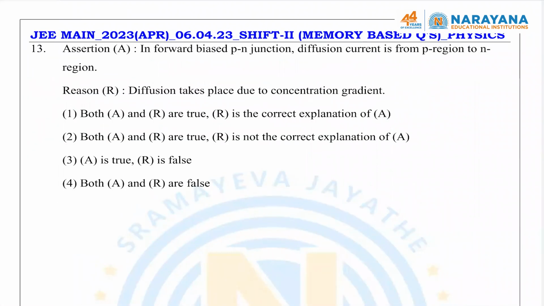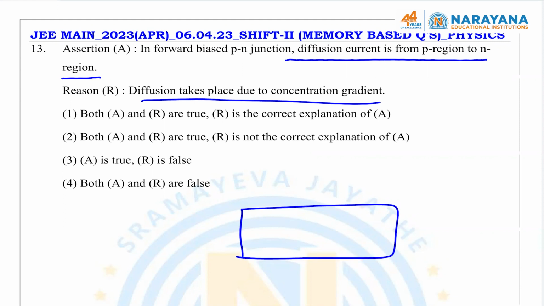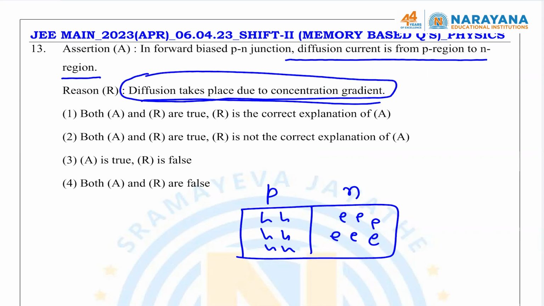Next question. So in forward bias PN junction, diffusion current is from P region to N region. Diffusion takes place due to concentration gradient. So in a PN junction, this is P, this is N. P type has majority charge carriers as holes. N type has majority charge carriers as electrons. And the diffusion is due to concentration gradient. That is a correct statement.